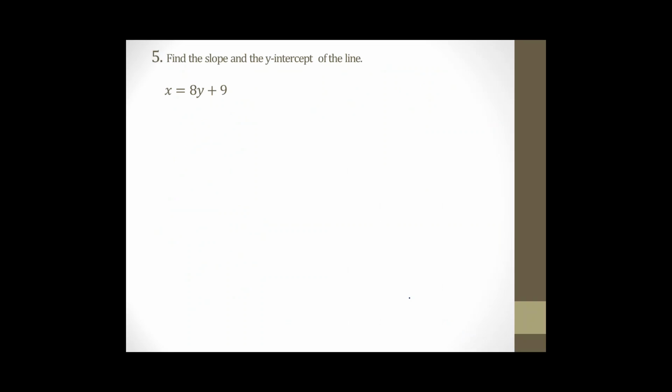Find the slope and y-intercept of the line. Okay, so we are given an equation and we need to find the slope and y-intercept. There is a form of the equation which is called slope-intercept form, and that would be y equals mx plus b. So to be able to identify the slope and identify the y-intercept, we have to solve the equation for y. Let's isolate the y variable.